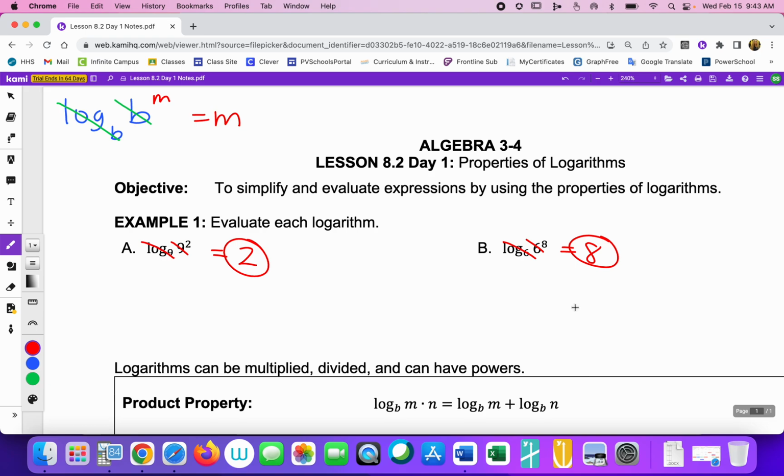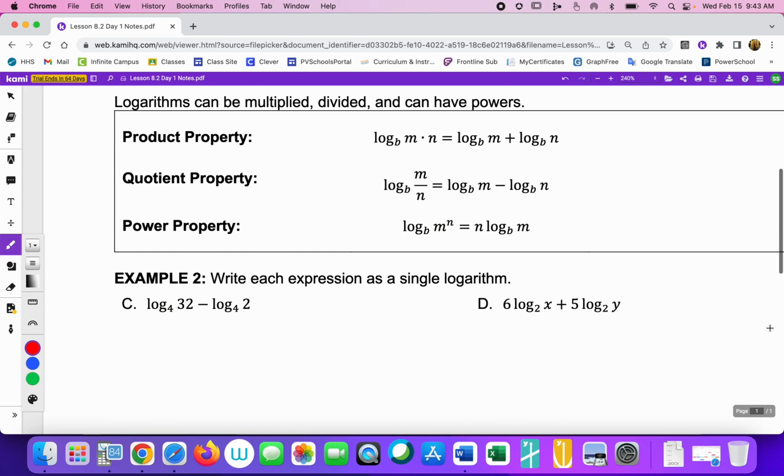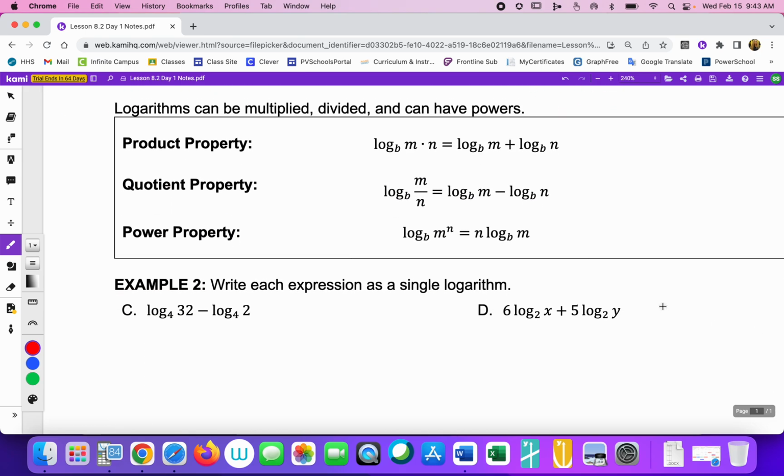Okay. Now the primary thing that we're doing today. So logs can be multiplied, divided, and can have powers. So there's 3 properties. Now you will be going back and forth on these. So if I take it from, for instance, multiplying into adding, I'm expanding it. You'll notice it went from 1 log expression to 2. That would be expanding it. Versus if I went from the addition back to multiplication, that would be called condensing. So you will be going both directions.